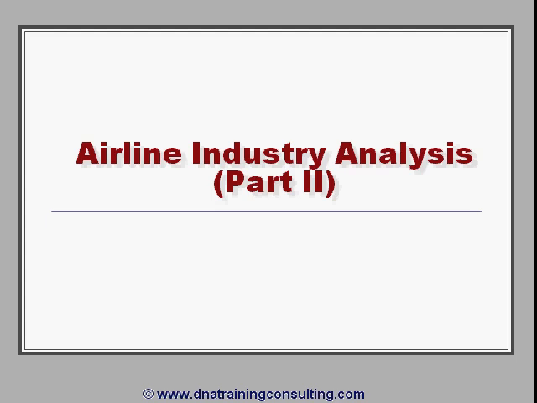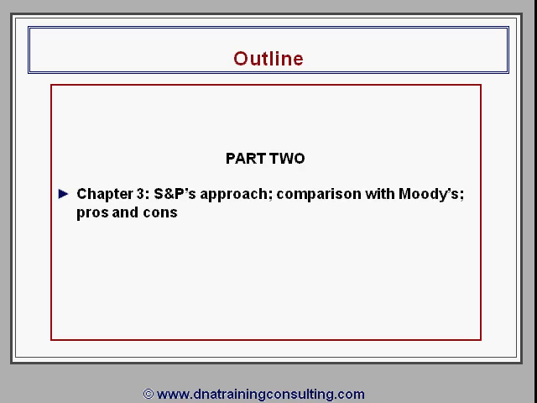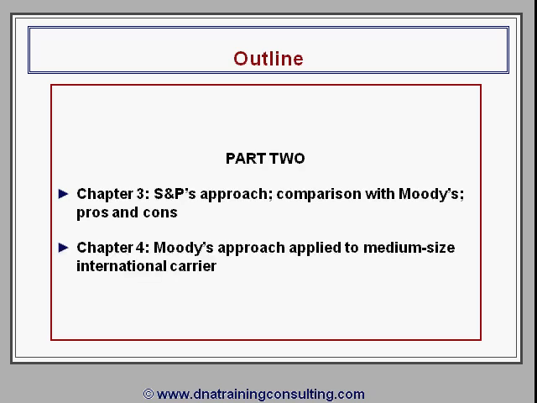We remind you that Part 2 contains 2 chapters. Chapter 3, which describes S&P's approach to airline ratings, compares it to Moody's, and comments on the pros and cons of each. And Chapter 4, which applies the Moody's scoring approach to a medium-sized international carrier to derive its estimated credit rating.